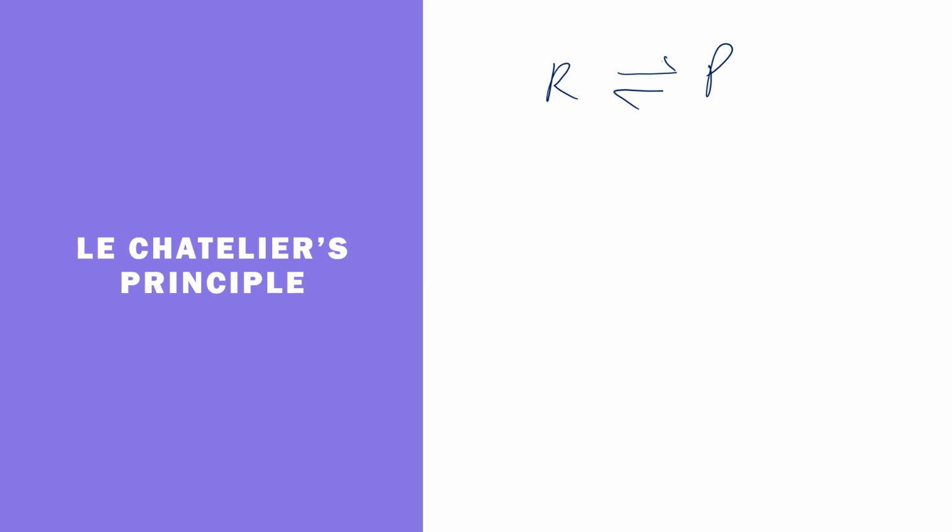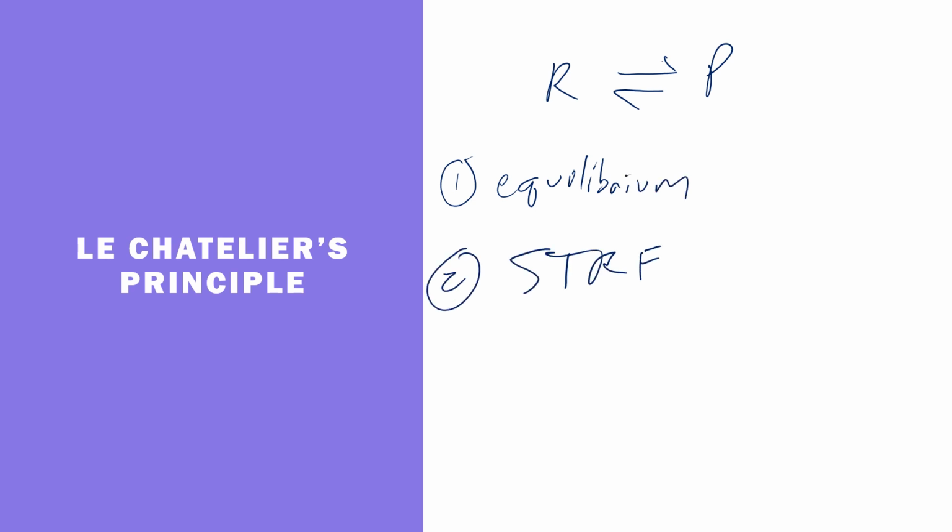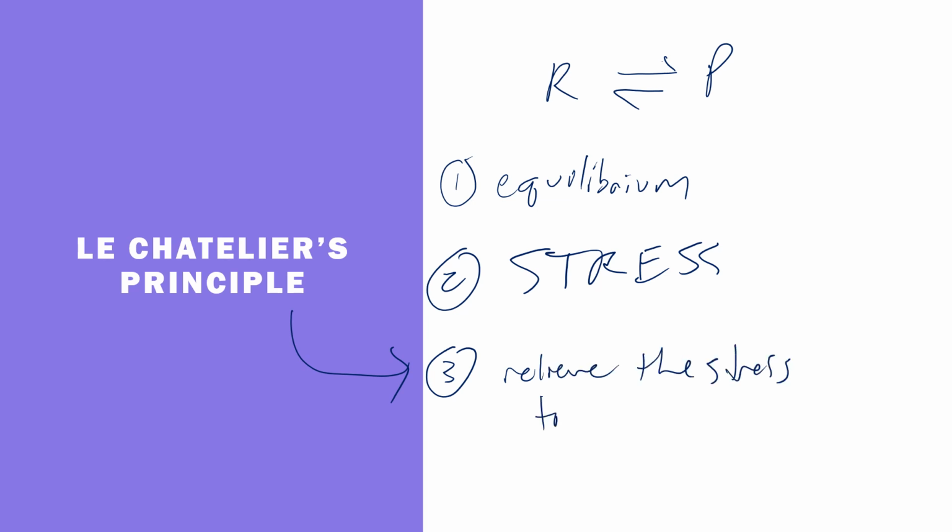So think about it this way. The first step, it's at equilibrium. The second thing, there's some kind of stressor. And the third thing, and the thing that Le Chatelier's principle is focused on, is how we are going to relieve the stress to regain equilibrium.